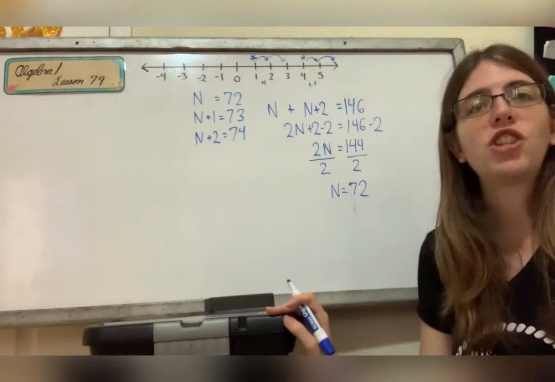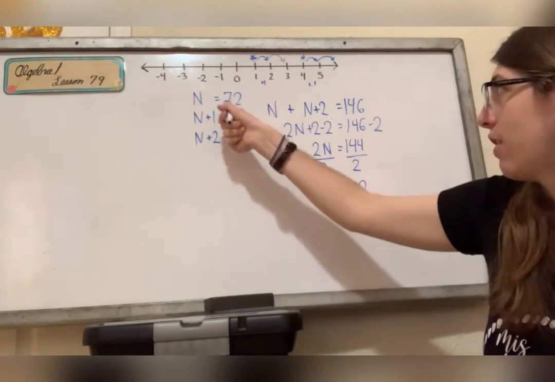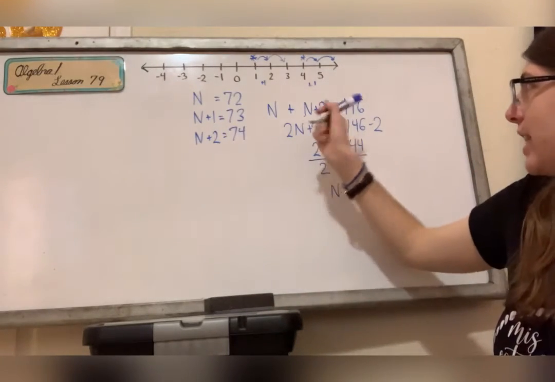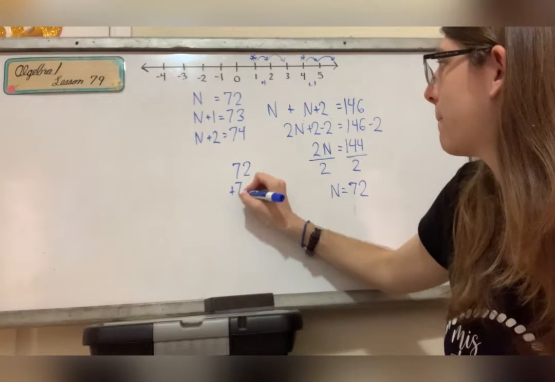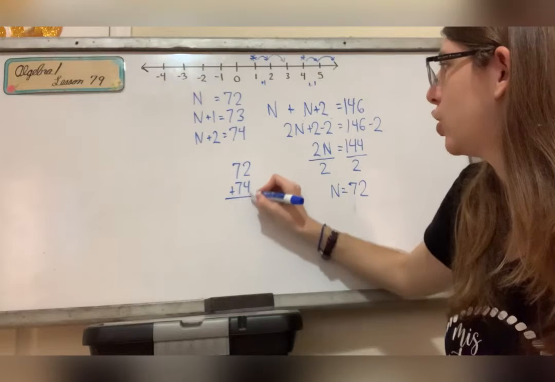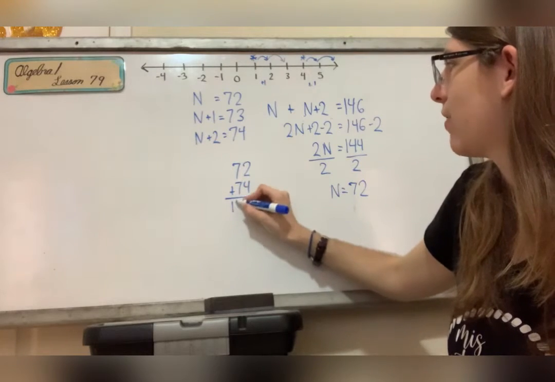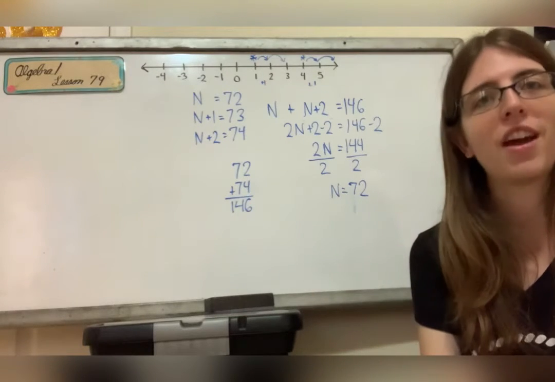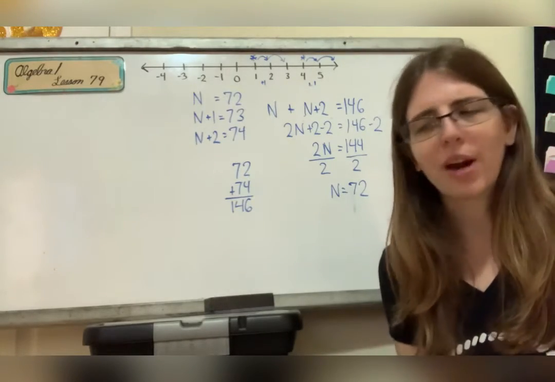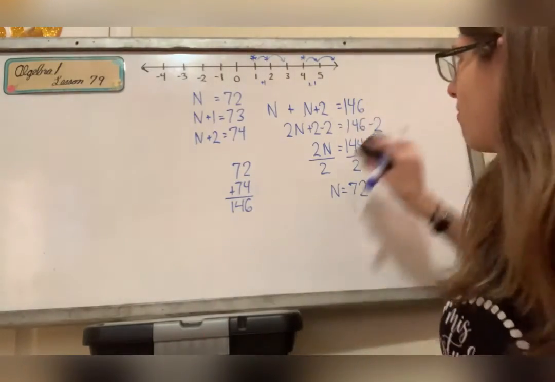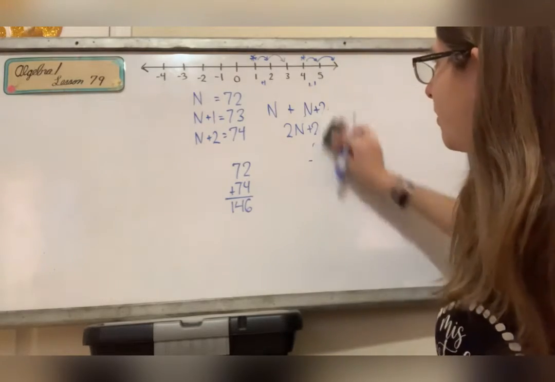And you can always check it. It said that the first and the third number added together needed to equal 146. So 72 plus 74, 2 plus 4 is 6, 7 plus 7 is 14, so 146. That's how it works, okay? Super simple, right? Let's try another one. Okay, we'll erase all this work.